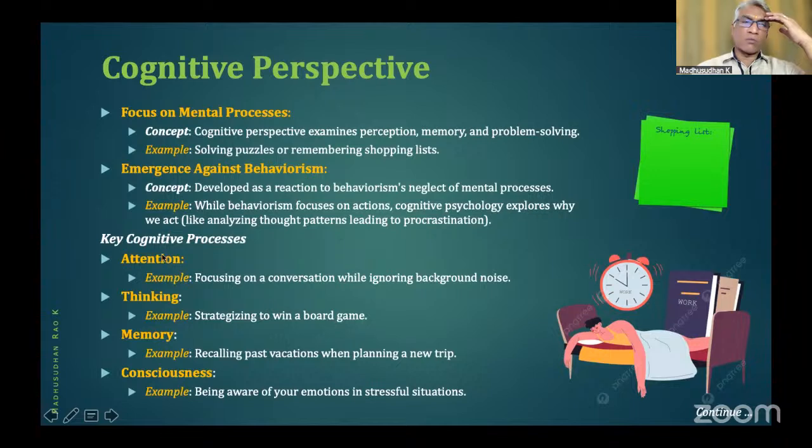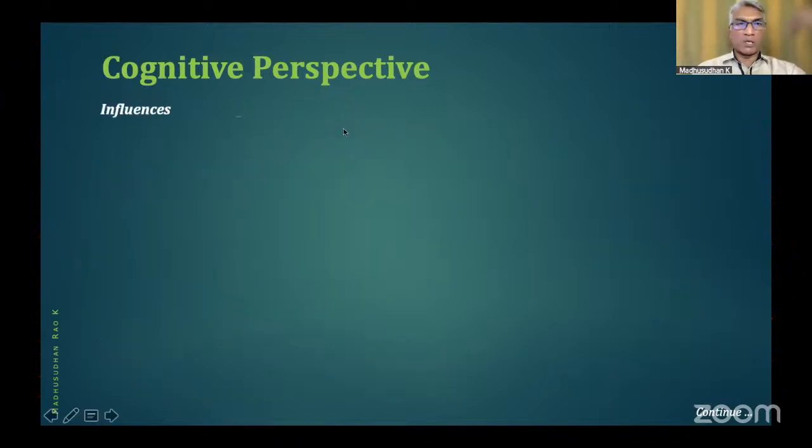So in this, key cognitive processes involve attention, that is focusing on a conversation while ignoring background noises, thinking strategies to win a board game, then recalling a past vacation when planning a new trip. Consciousness, being aware of your emotions in stressful situations. So these are the key cognitive processes they included.